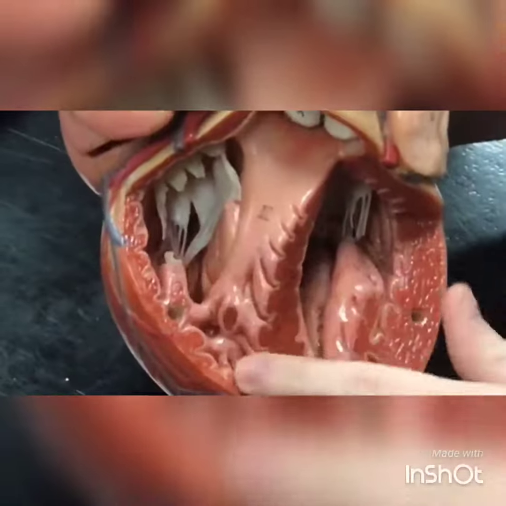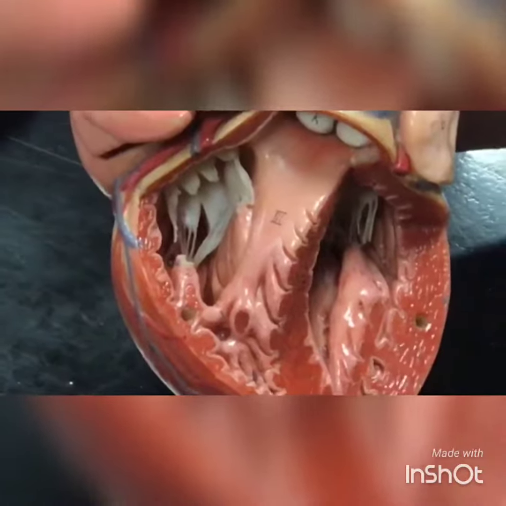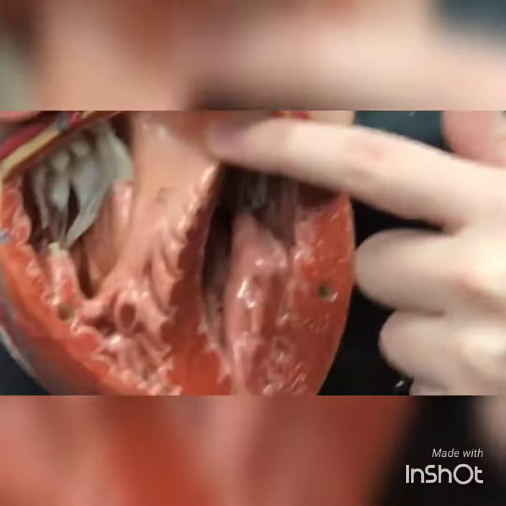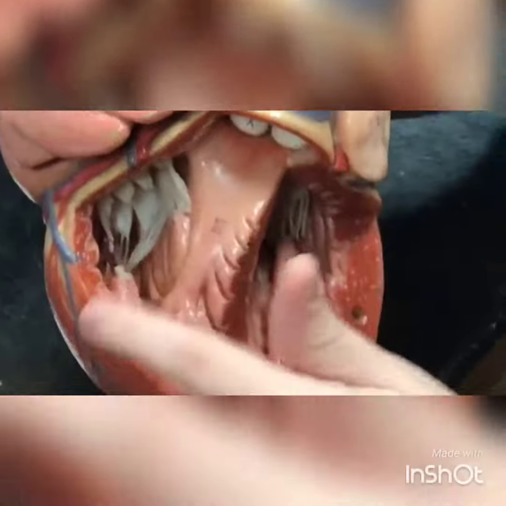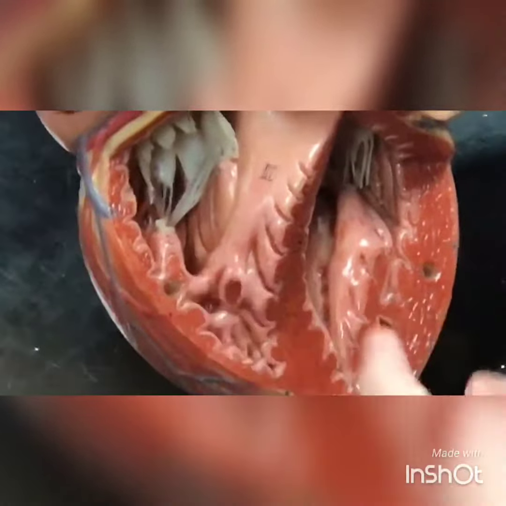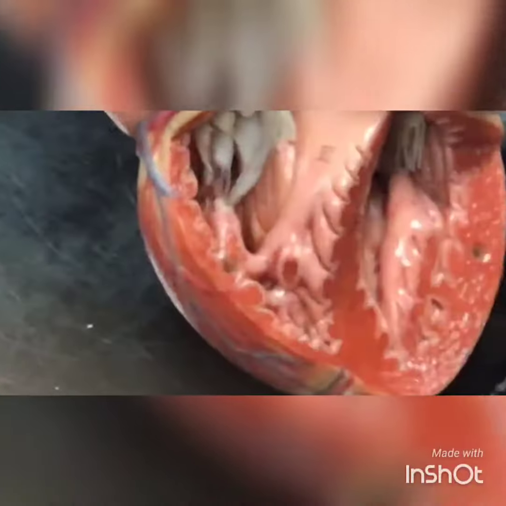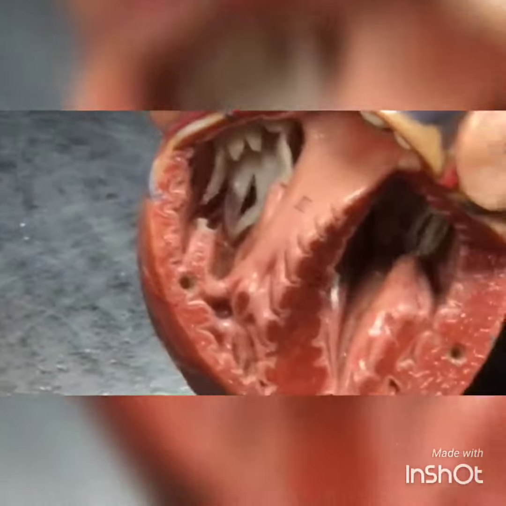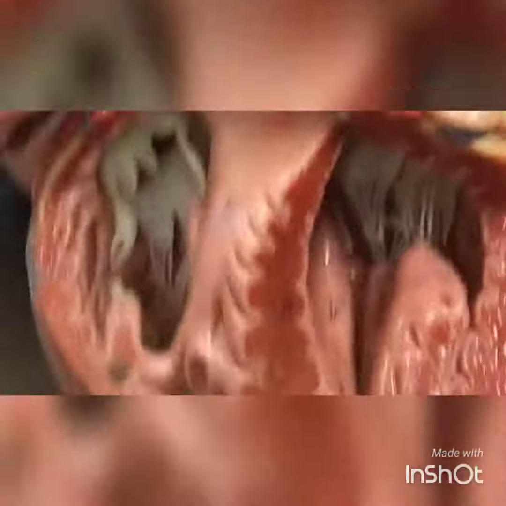And then in this ventricle, we have our conus arteriosus, and then the muscle in this is called our papillary muscle, and then these ridges and bumps are called the trabeculae carneae. So we'll go ahead and move on over.